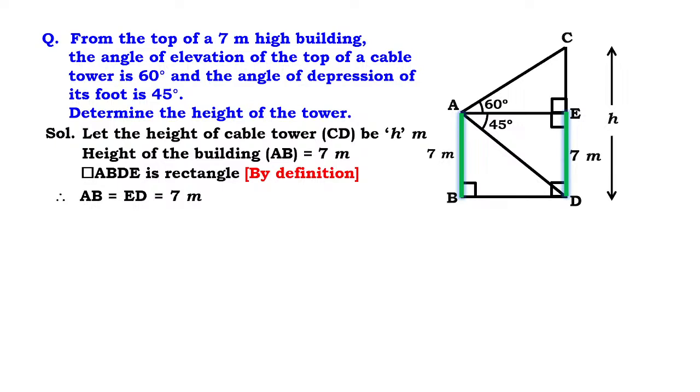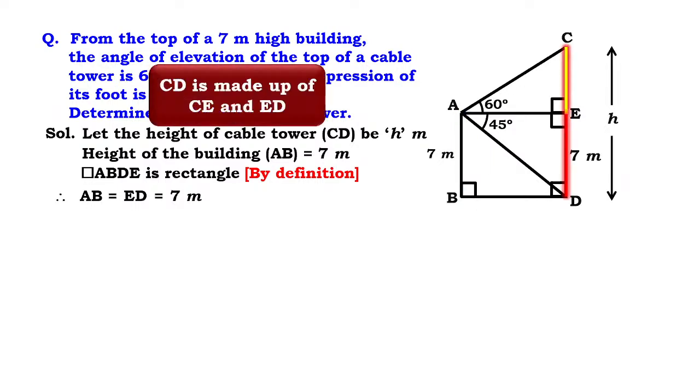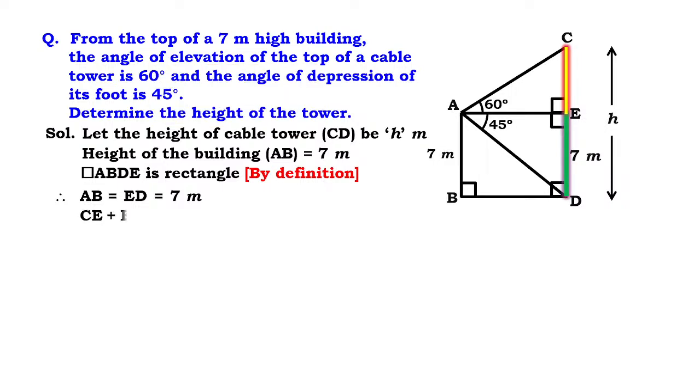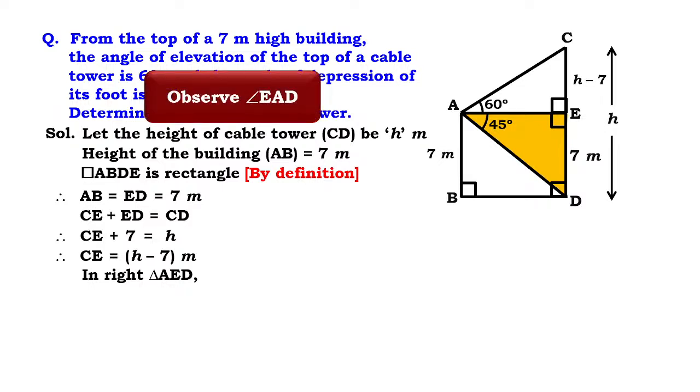Yes or no? So first I will find BD. After finding BD, I will write AE and then I will find CE. Okay, so this is how I am going to do it. So in CD, CE, the yellow color line, I don't know. So I will take it as H minus 7. Is it okay? I can take it as H minus 7 also, height minus 7. Now the first right triangle AED, what is the value here?